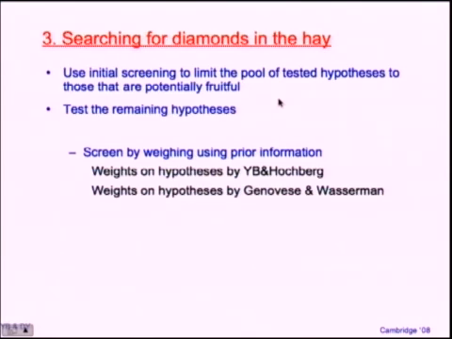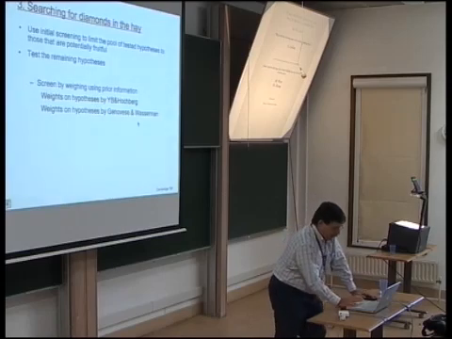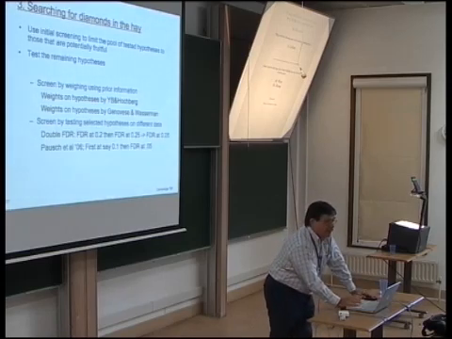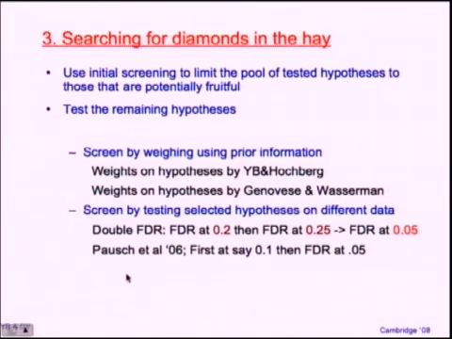For instance, screening by weighing using prior information by putting weights on the hypotheses. That is, you use an initial screen, you put weights on the hypotheses, and you use a weighted FDR controlling procedure. There is our approach, there is the approach by Genovese and Wasserman. Both fit different purposes, but they serve the same idea. They also allow introducing prior weights in the form of Bayesian priors.